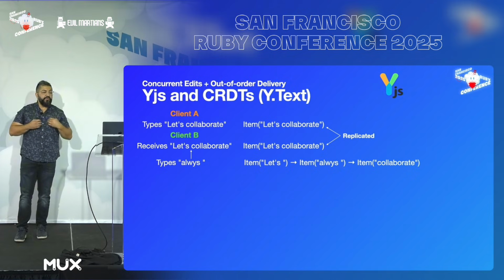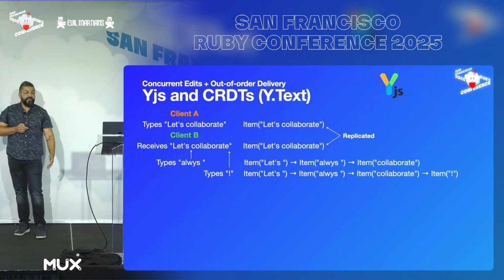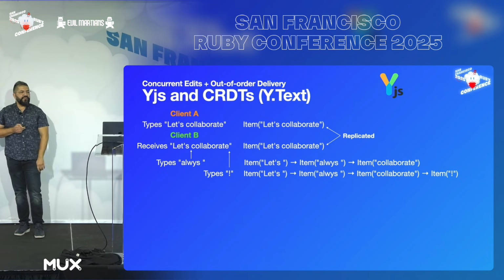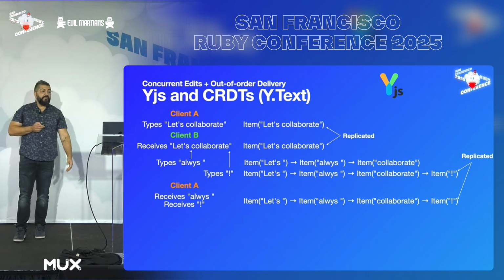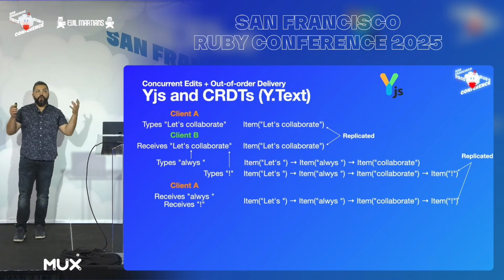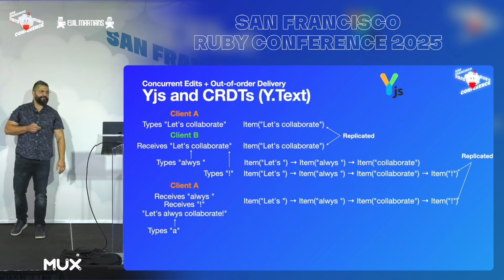So basically, I'm a new user. I didn't create that original content. I inject "always" in there. Now my linked list has this extra section to it. I'm also very excited about it, so I added an exclamation point that adds a new item into the linked list. Again, client A is still connected. They receive this "always" and this exclamation point from me. It replicates that data. And this is a really important part of how all of this works: you always have to be applying all of the operations from your CRDT history.